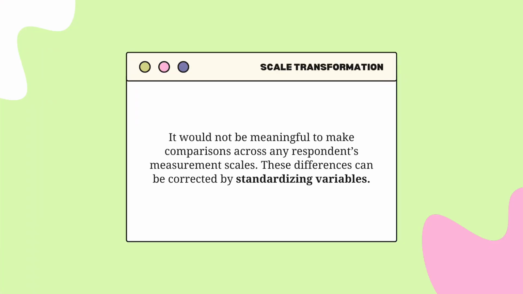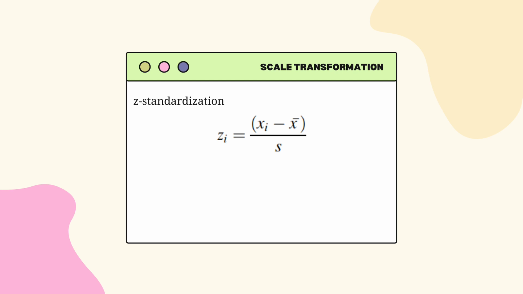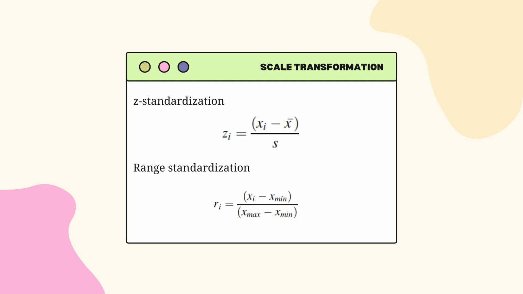Owing to the difference in scaling, it would not be meaningful to make comparisons across any respondent's measurement scales. But these differences can be corrected by standardizing variables. A popular way of standardizing data is scaling it to have a mean of 0 and a variance of 1. This type of standardization is called z-standardization. Mathematically, standardized scores z sub i, also called z-scores, can be obtained by subtracting the mean x bar from x sub i. Another scale transformation is range standardization.